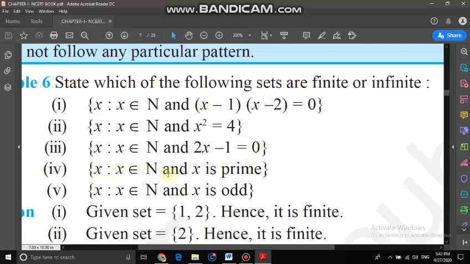Next one is x belongs to N, x is a prime number. In natural numbers, how many prime numbers are there? There are infinite prime numbers. So it is an infinite set. x such that x is odd and x is a natural number. How many natural numbers are odd? There are infinite. So first you have to extract the elements, then you have to decide finite or infinite.